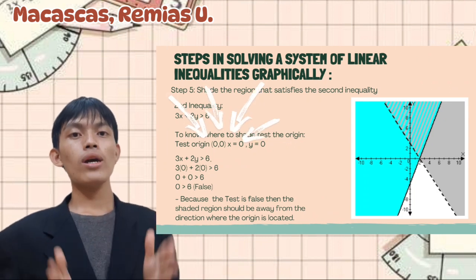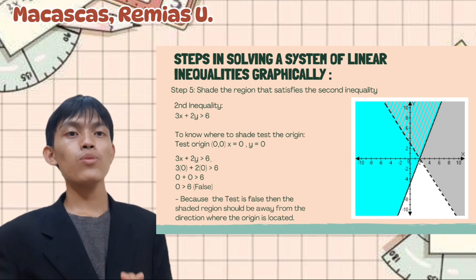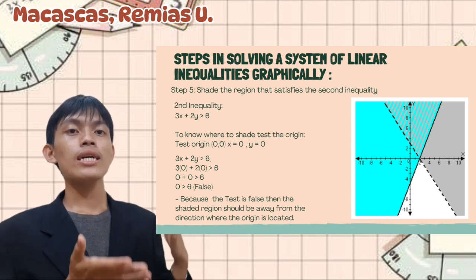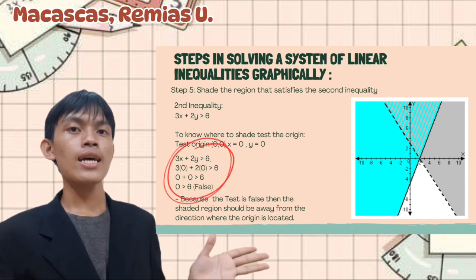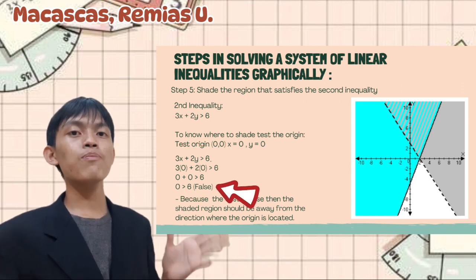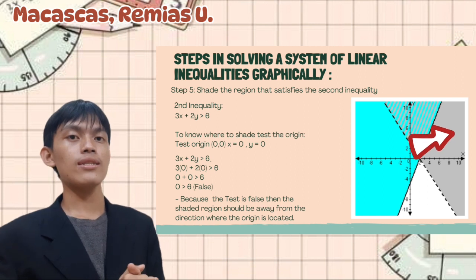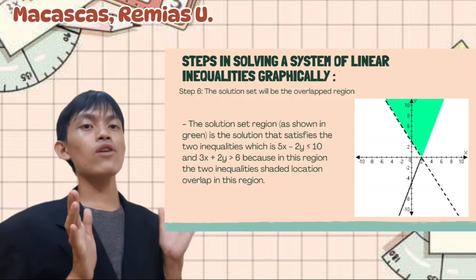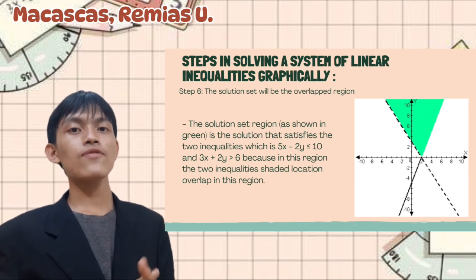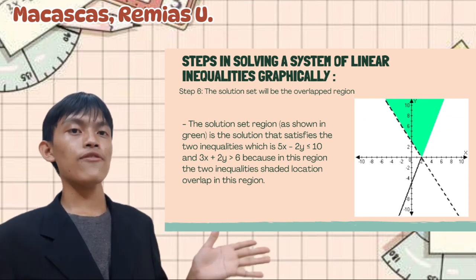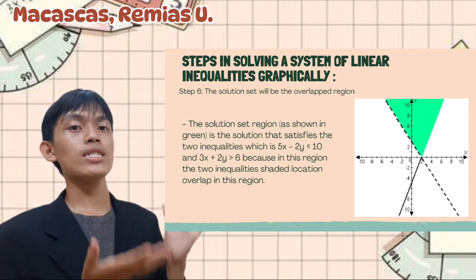Let x be 0 and y be 0, and then we will compute it. With the second inequality, 3x plus 2y is greater than 6, like this. Because it is false, the shaded part will be away from the origin. The last step is finding the overlapping region. When you find it, that's the region that satisfies the solution. In this graph, the green part is where the inequalities overlap.